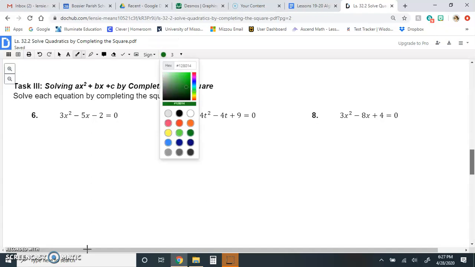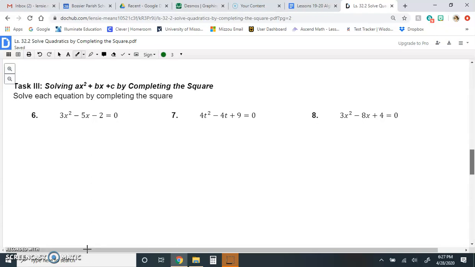First thing I have to do is get this into the correct format. So I'm going to have to add 2 to both sides to get my c value over here. I'm actually going to shift my work over here just in case I need like 2 columns that all have that space. So I have 3x squared minus 5x equals 2. And then I need to get this a value down to 1. So basically, if I divide this whole thing by 3, that will take that a value to a 1. So now I have x squared minus, I'm just going to leave that as a fraction when I divide by 3, and I'm going to leave this 2 as a fraction when I divide it by 3 as 2/3. Okay, so now I have x squared minus 5/3 x equals 2/3.